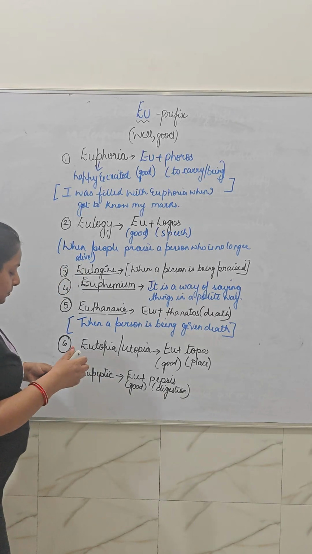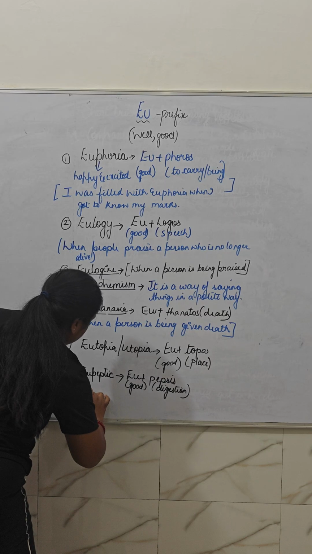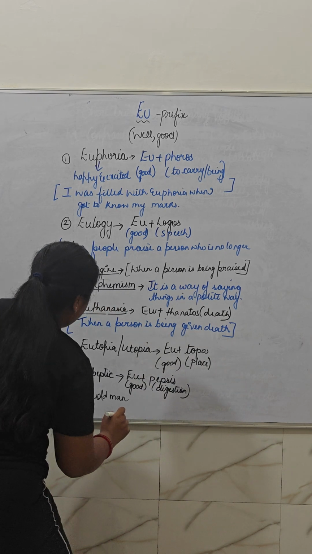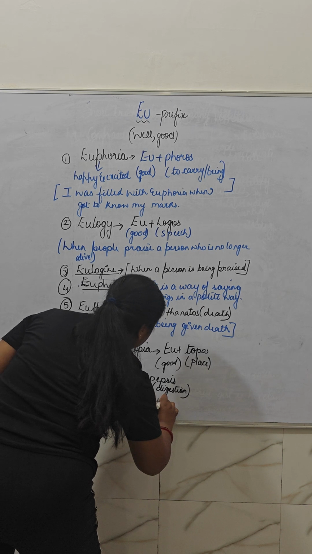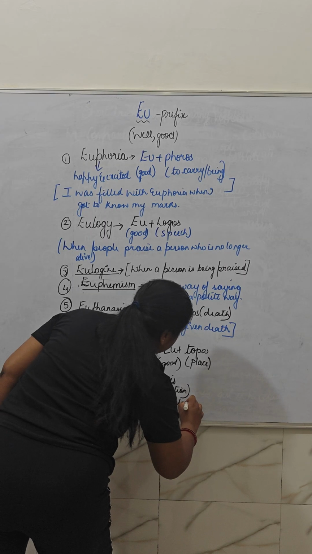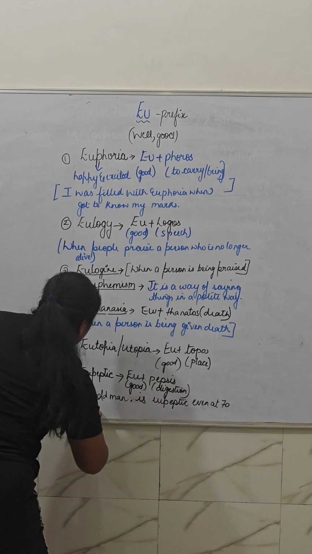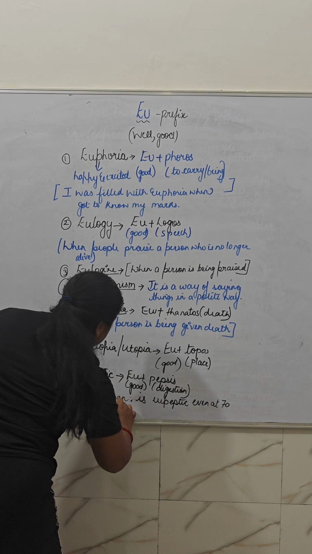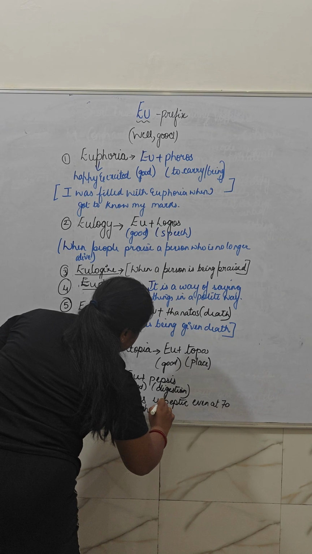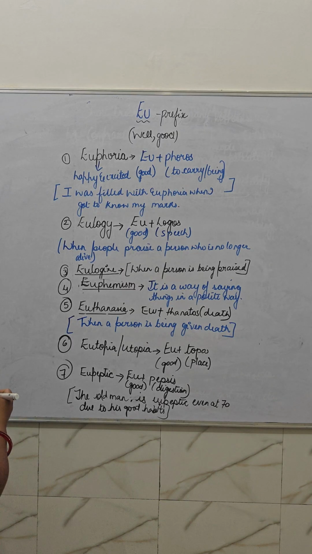Okay, let me write the statement so that you get an idea. Eupeptic: the old man was eupeptic, or is eupeptic, the person is alive even at 70, due to his good habits or healthy eating habits. Eupeptic.